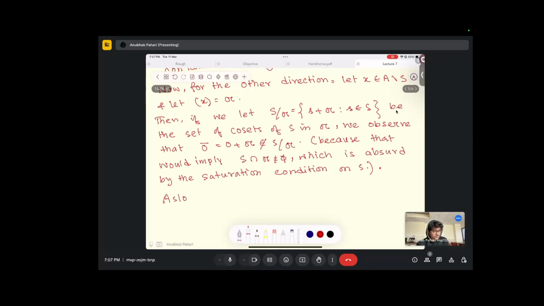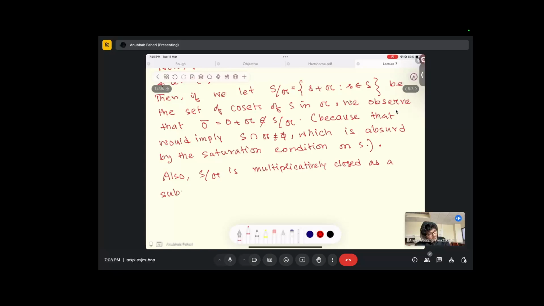also S by A is multiplicatively closed as a subset of A by A, because this is trivial, right? Because the image of a multiplicatively closed set is multiplicatively closed. So if you just take the quotient map from A to A by small a, then you would see this.